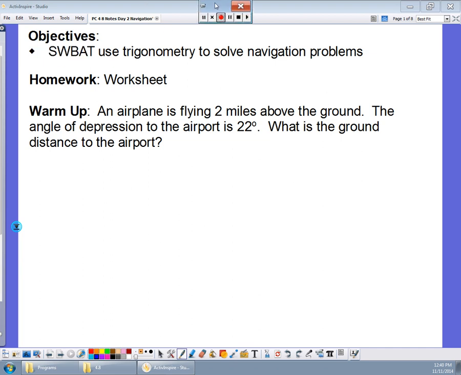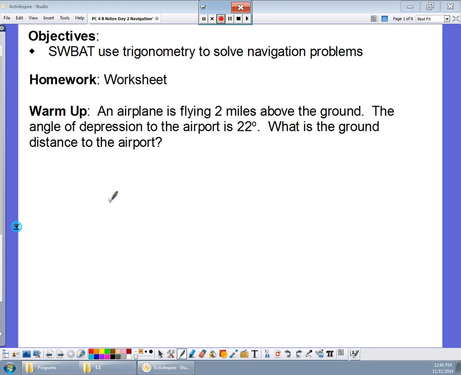Alright, so this lesson is going to be on solving navigation problems. This is the next step up from what we were doing yesterday. There's a warm-up here. An airplane is flying 2 miles above the ground. The angle of depression to the airport is 22 degrees. What is the ground distance to the airport?